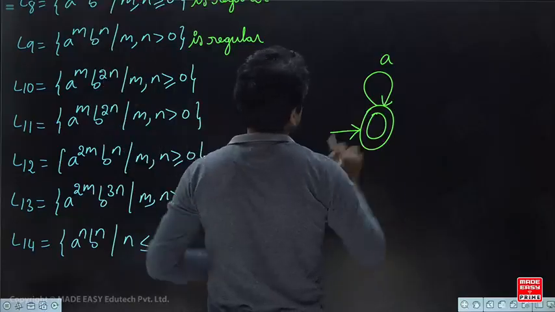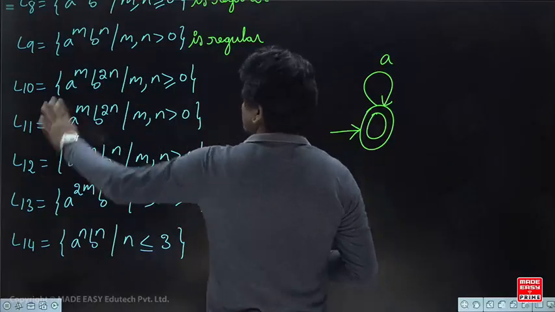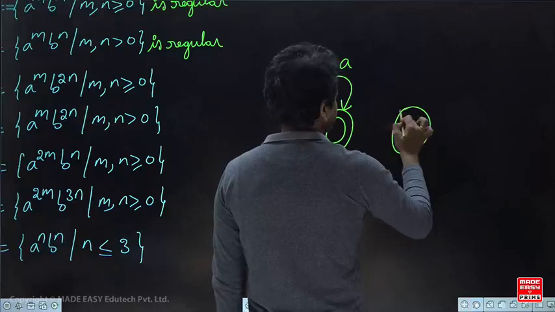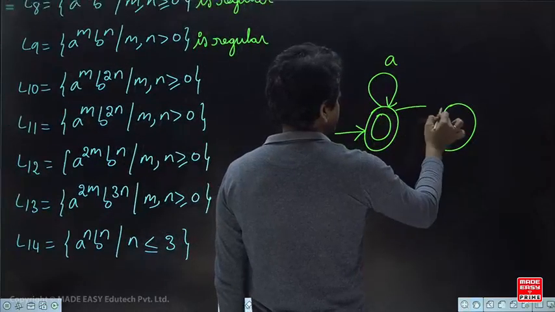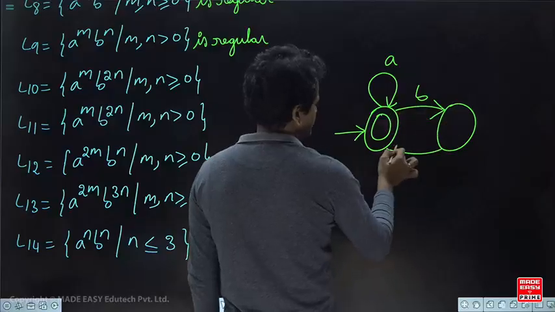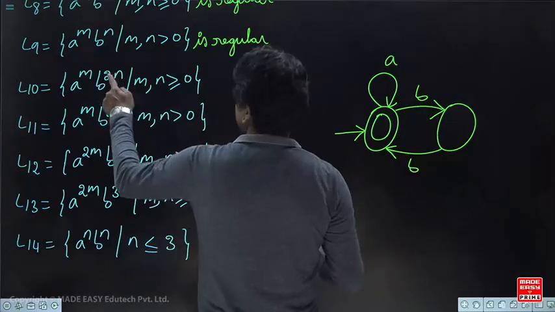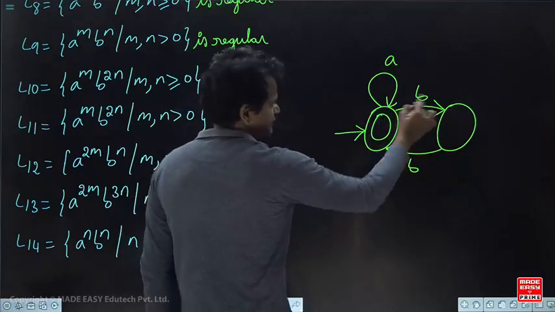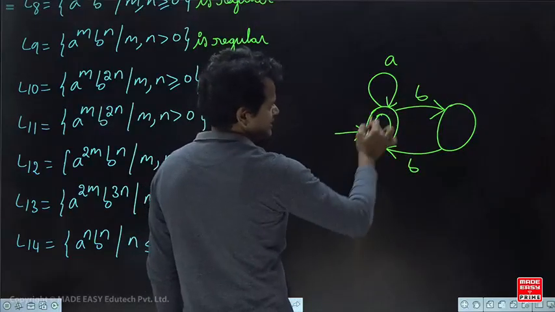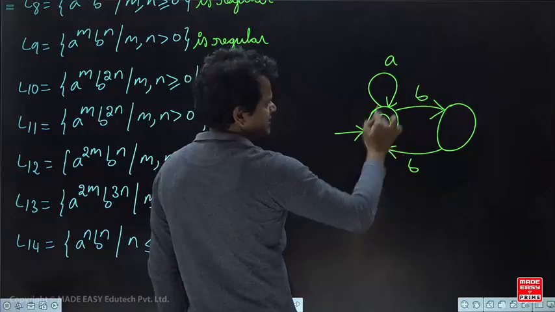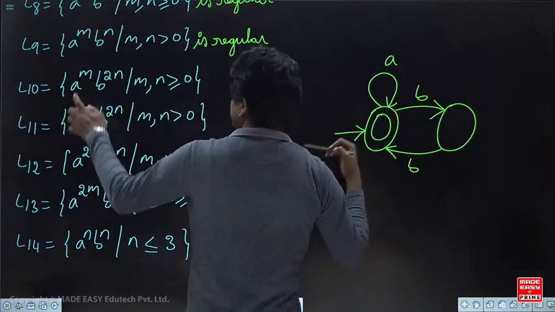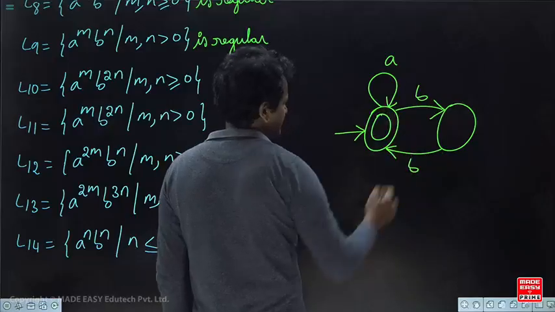If N is 0, it can have any number of A's. Suppose M is 0, it can have any number of B's, but B's must be even. If I construct like this, look at this one, don't copy. B's 1, 2, yes, final state, because B's must be even. 3, 4, yes, 5, 6, final state. 7, 8, final state. 9, 10. So it accepts an even number of B's. It accepts only A's, any number of A's, followed by an even number of B's.